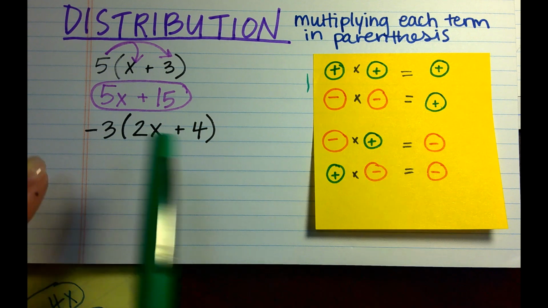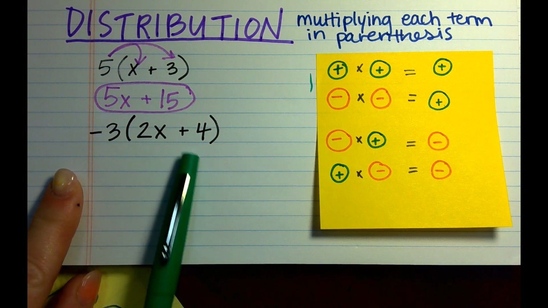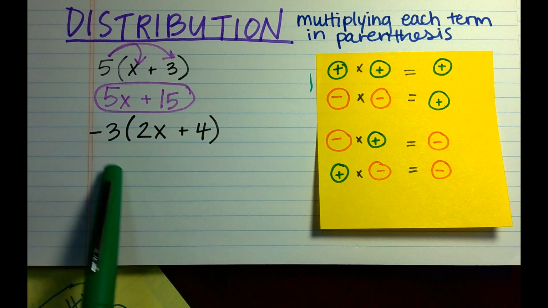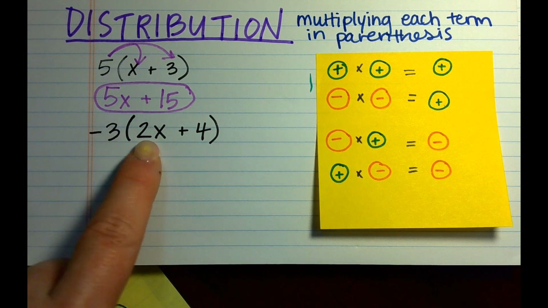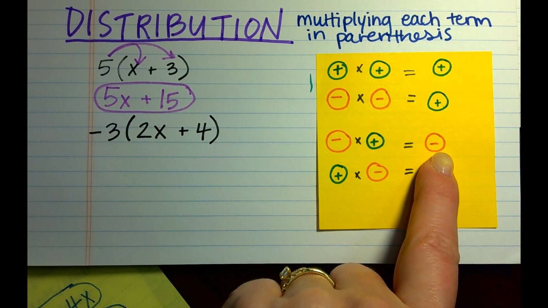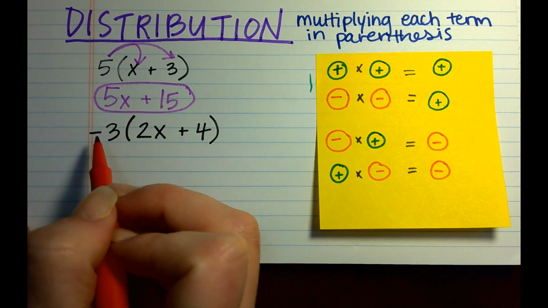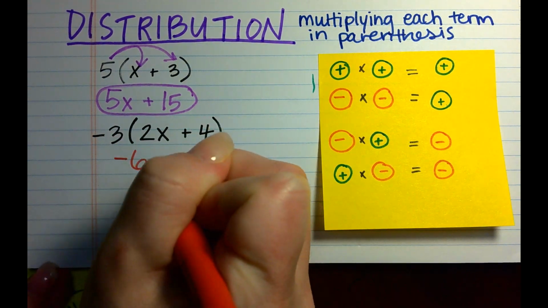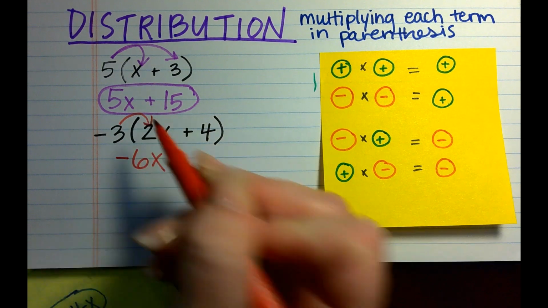So anyway, now back to this problem. I have -3 times 2x. That's a positive 2x. What's going to be the sign of my answer here? -6. Yes, it'll be negative because I have a negative and a positive. Negative, positive, negative answer. So our answer for the first term here, -3 times 2 is -6. And there's an x. -6x. Great.